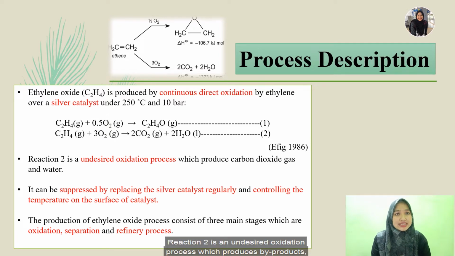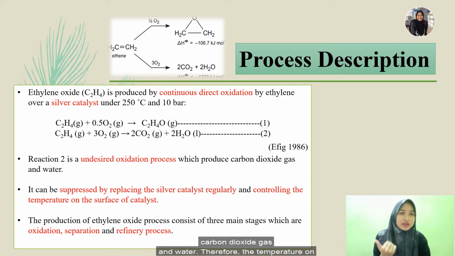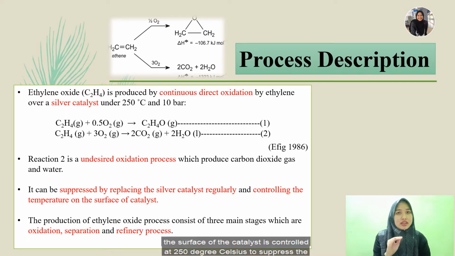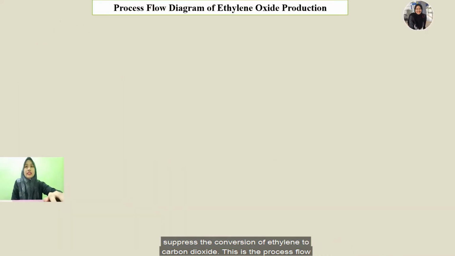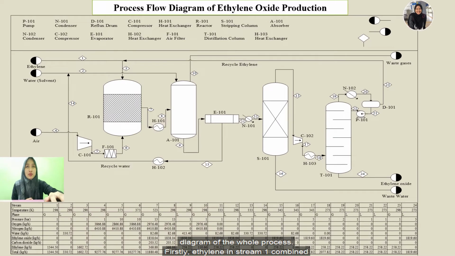Reaction 2 is an undesired process which produces by-products, which are carbon dioxide gas and water. Therefore, the temperature on the surface of the catalyst is controlled at 250 degrees Celsius to suppress the undesired reaction, while catalyst inhibitor, ethylene dichloride, is added without disturbing the primary reaction to suppress the conversion of ethylene to carbon dioxide. This is the process flow diagram of the whole process.